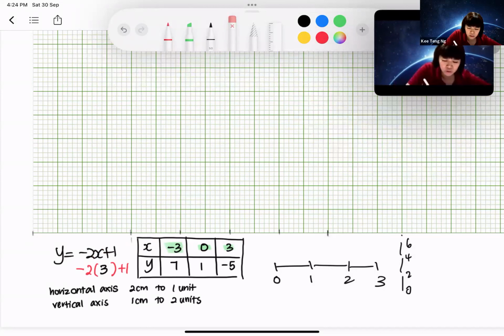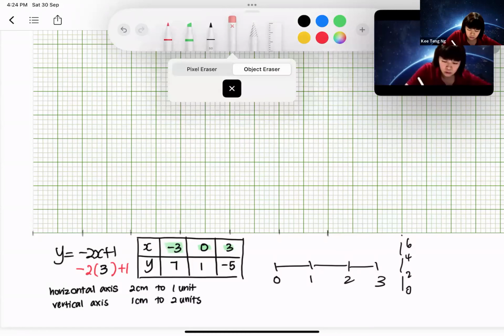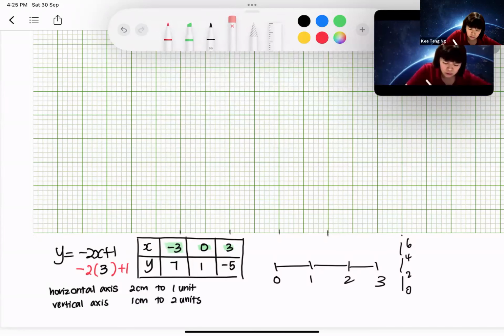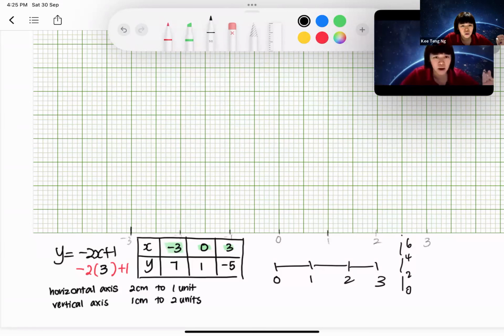I'm going to share the squares. Maybe I'll start negative 3 from here. 1, 2, 3, 4, 5, 6, 3 squares. Okay, I'll start negative 3 from here: negative 3, negative 2, negative 1, 0, 1, 2, 3. Okay, got enough space already, right? So now I counted enough space, but where is my 0? My 0 is down here.